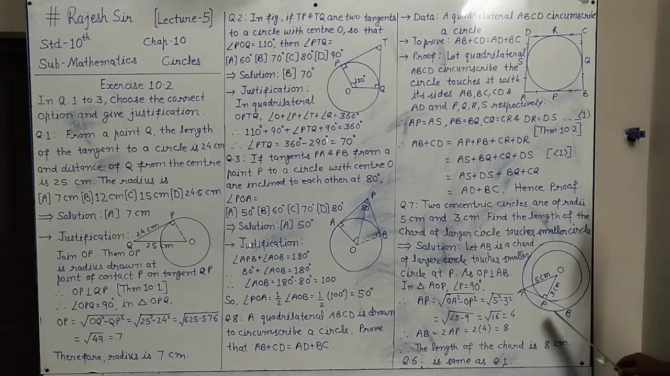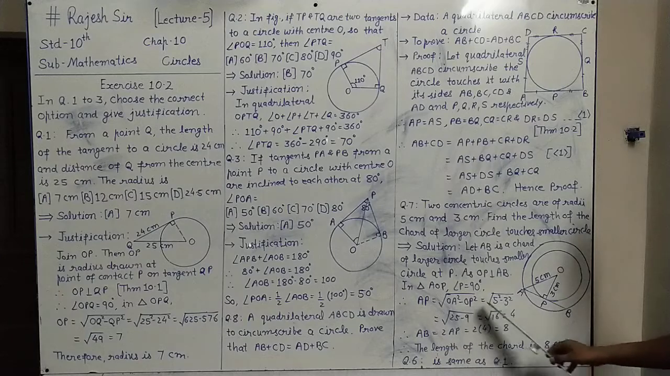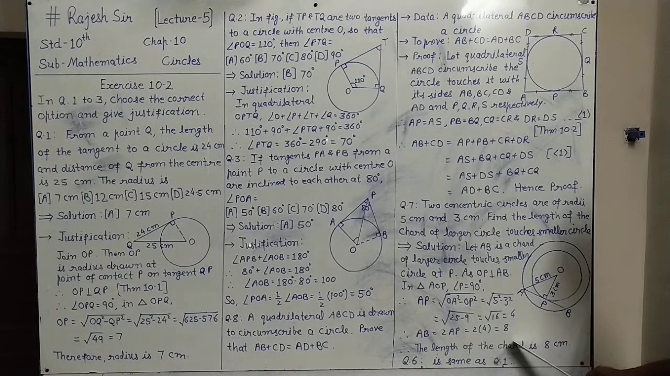Now it is obvious, you know, that P is the midpoint of AB. So full AB will be double of AP. So AB equals 2 times AP. 2 times 4 is 8. Therefore AB, the chord, has a length of 8 cm.